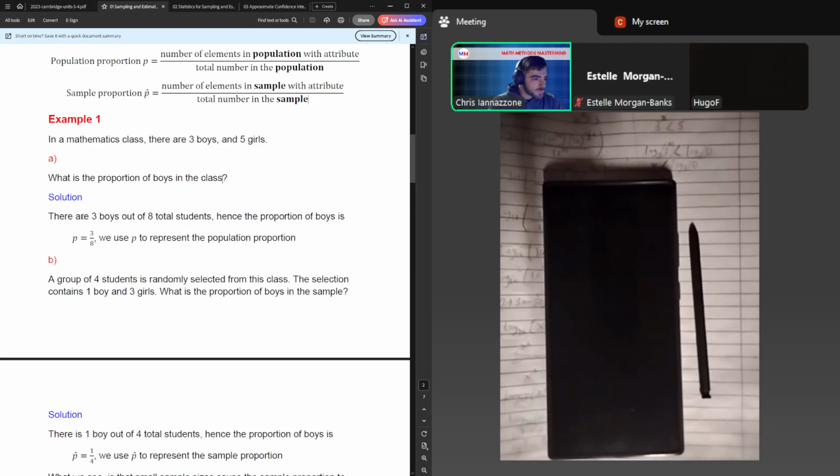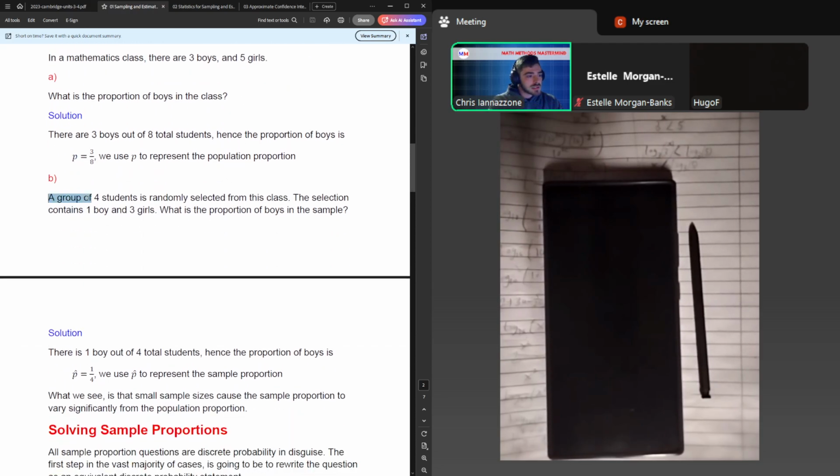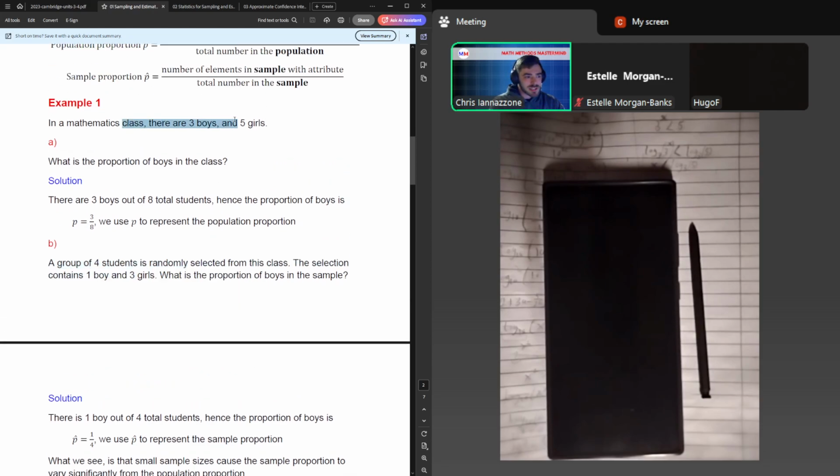Well, there's 3 boys out of a total of 8 students, so the proportion of boys is going to be 3 out of 8. That's your population proportion, because you have this total population of the mathematics class, and we use P to denote that. Subset of that question, a group of 4 students is randomly selected from this class. That selection contains 1 boy and 3 girls. What's the proportion of boys in this sample?